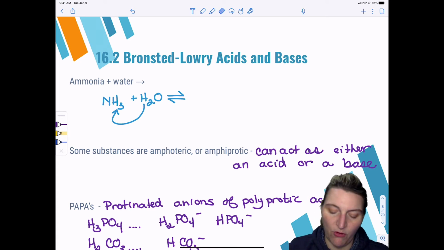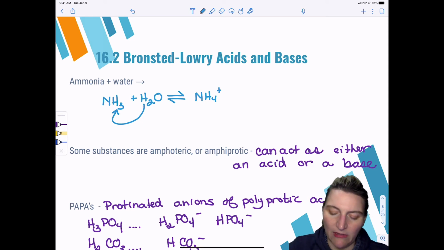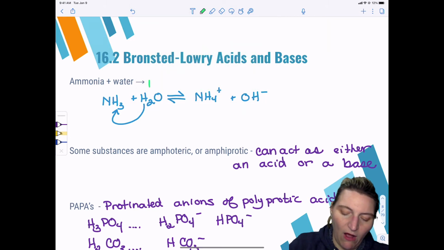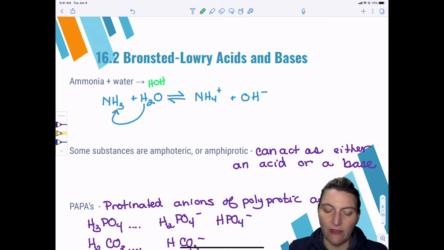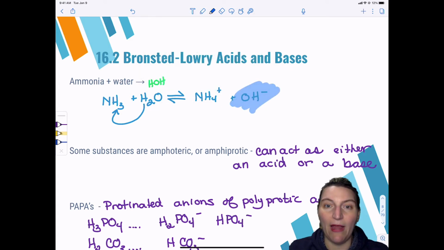NH3 is a base, it is a proton acceptor. So on the product side, we see it as the ammonium polyatomic ion, NH4+, and OH minus. Remember, from baby chem, we often wrote water as HOH to just remember that hydrogen can break off and leave behind OH minus. So this makes sense. Why can ammonia be considered a base? Because it does produce OH minus when it reacts with water. So that's why it tastes bitter, it turns litmus paper blue, and it's got a pH greater than 7.